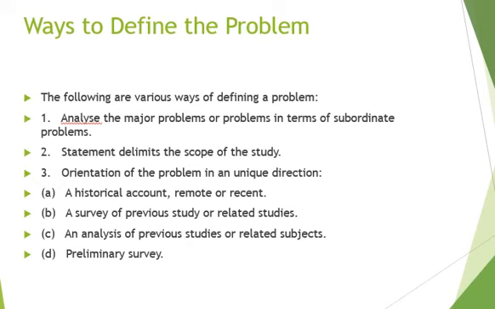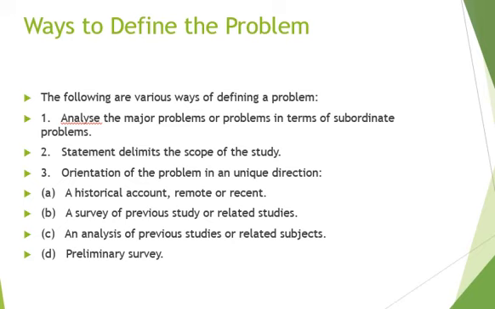Now we are going to see what the ways are to define the research problem. The following are various ways of defining a problem. Analyze the major problem in terms of subordinate problems. Whatever problems are available, pinpoint different types of small problems available in that problem. The statement delimits the scope of the study. Whatever statement you are writing delimits its scope, because the statement can be specified and it will only focus on specific areas. Orientation of the problem in a unique direction.